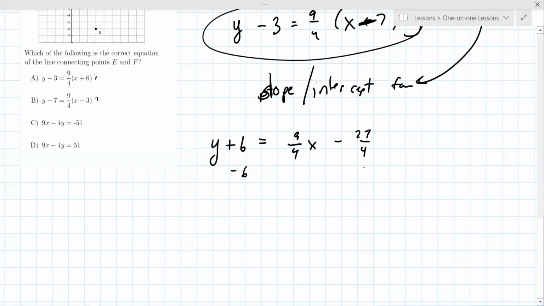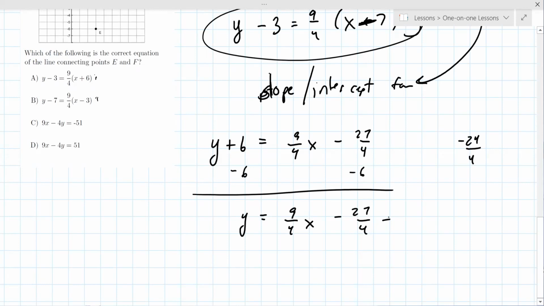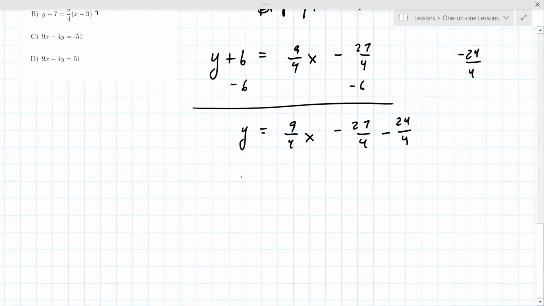So we're going to subtract 6 from both sides. Y is 9 over 4x. Now 6 is really minus 24 over 4. So this is minus 27 over 4 minus 24 over 4. Okay, so it doesn't cancel out. No, 51 over 4. Now standard form, we have to remember what standard form is.